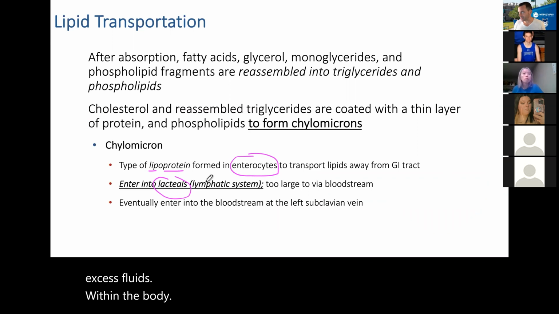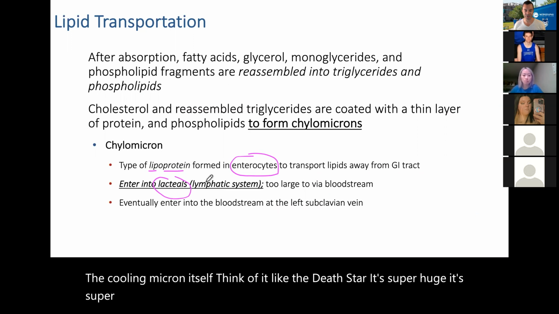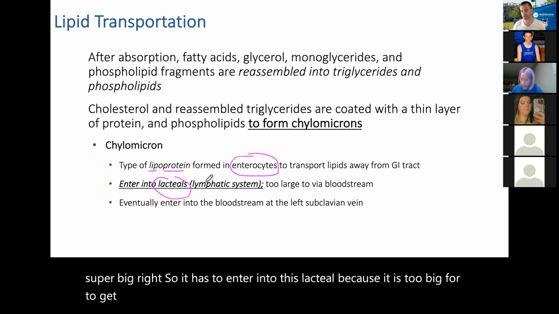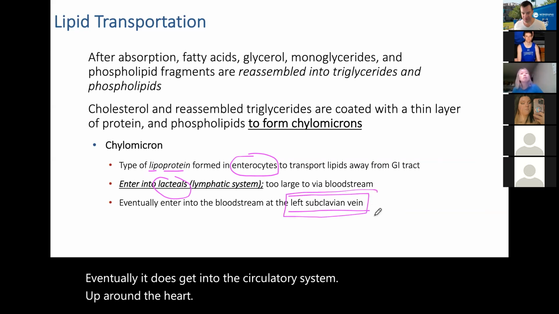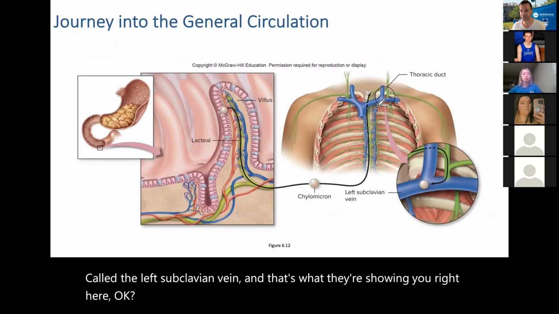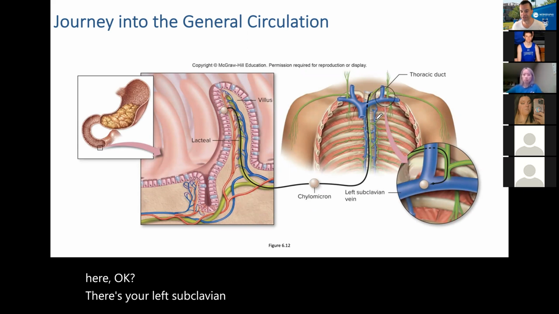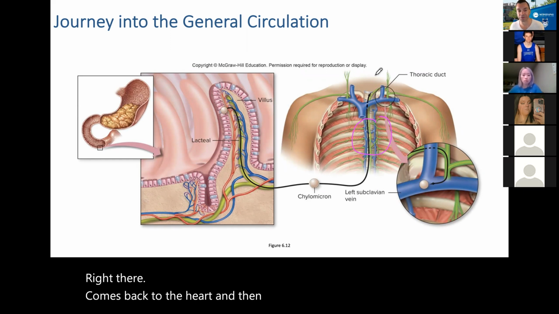The chylomicron itself, think of it like the Death Star. It's super huge. It's super big. All right. So it has to enter into this lacteal because it is too big to get into the capillary within the intestinal cell. Eventually, it does get into the circulatory system up around the heart, called the left subclavian vein, and that's what they're showing you right here. Okay. There's your left subclavian vein. Okay. And the heart sits right there. Comes back to the heart, and then the heart pumps it out throughout the entire body.